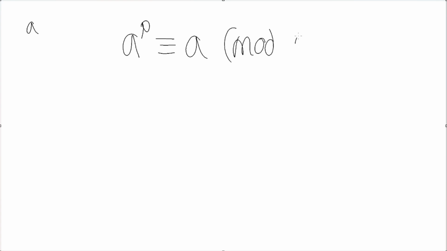One such thing we can do is actually prove the following theorem. So suppose we have an integer a. Then, as it turns out, we have that a^p is equivalent to a mod p. And this is known as Fermat's little theorem.